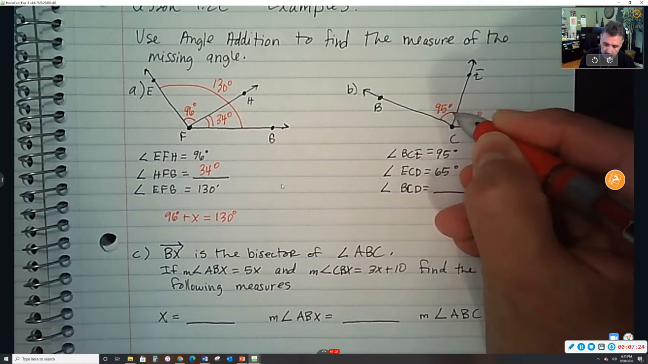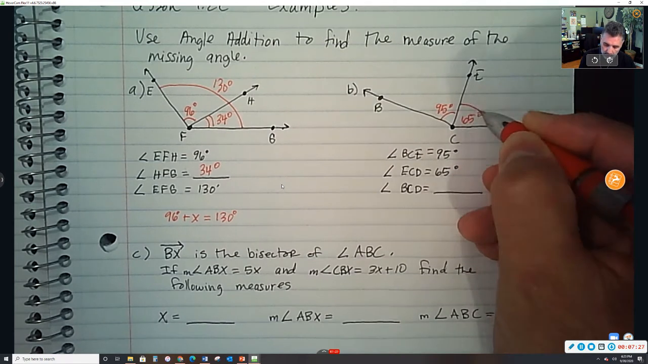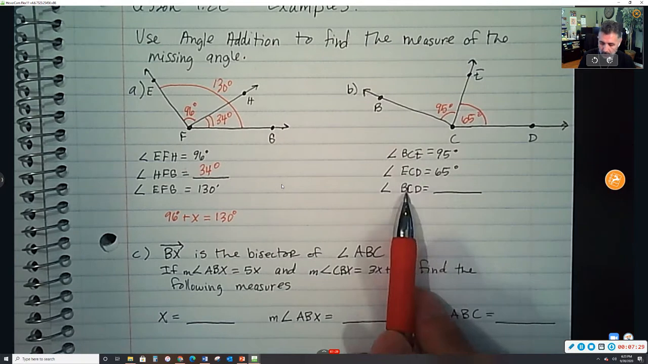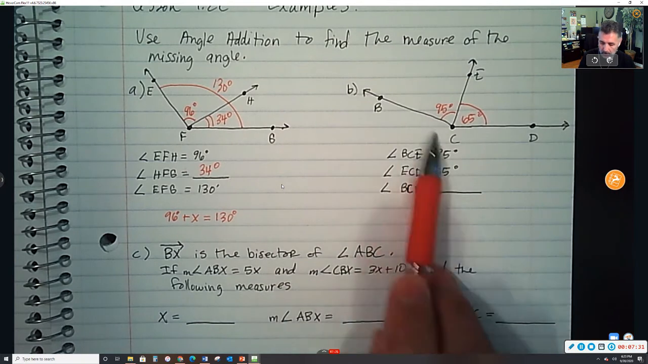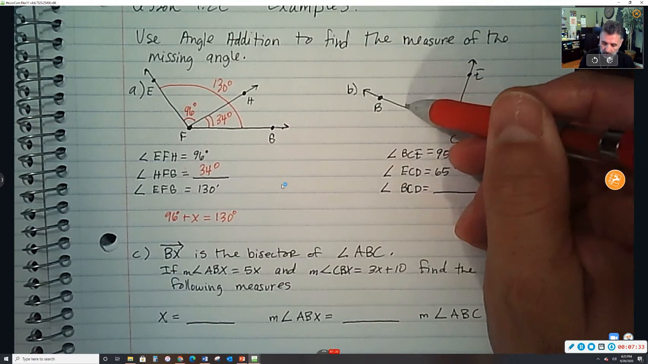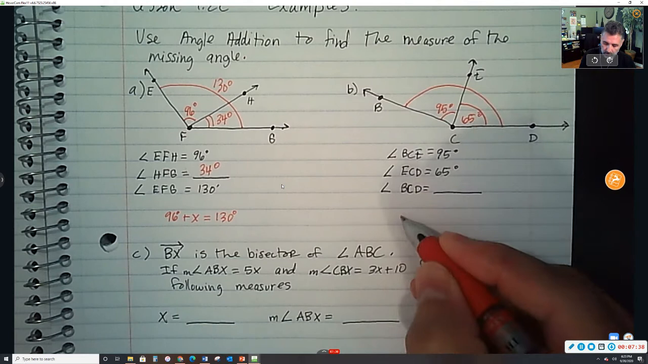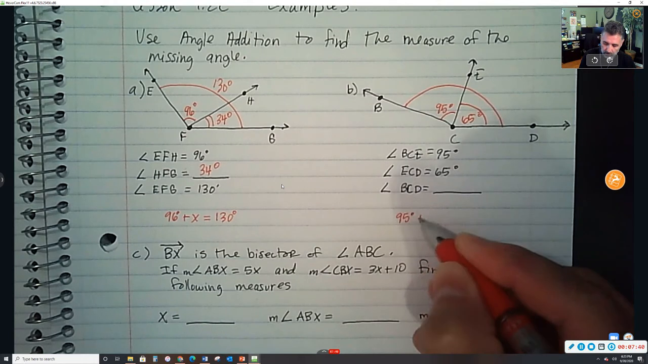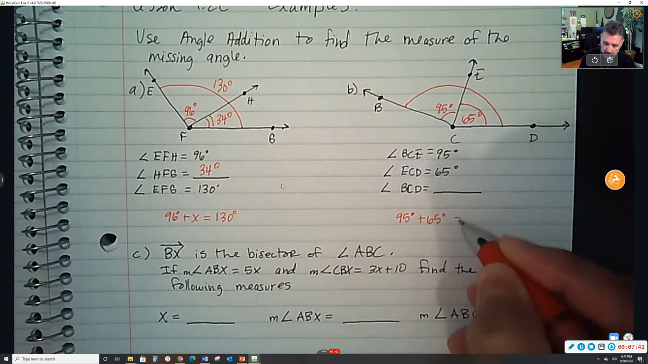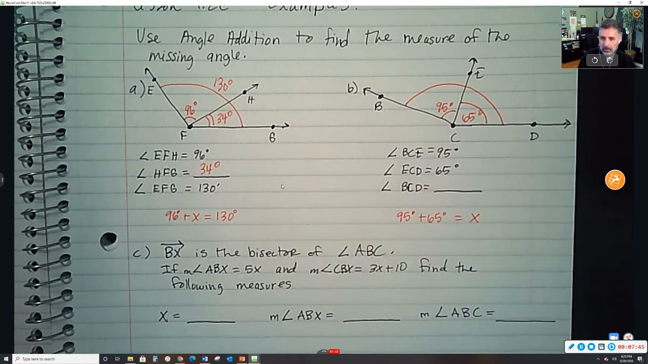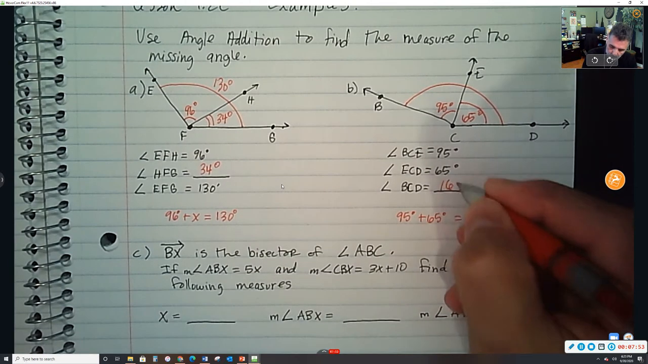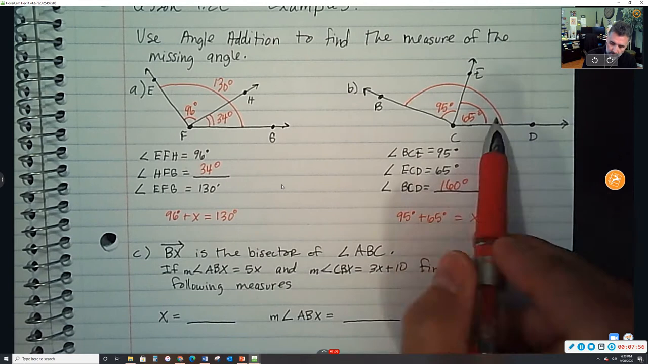So from here to here is 95. And then from here to here is 65. And then BCD. BCD is the big outside angle, right? Well, that one's easy. All I need to do is take the one inside angle, add it to the other inside angle, and it'll give you the measure of the big outside angle. Okay? So I'm going to go ahead and add those. 95 plus 65, and we get 160 degrees. So I know that big outside one is 160.